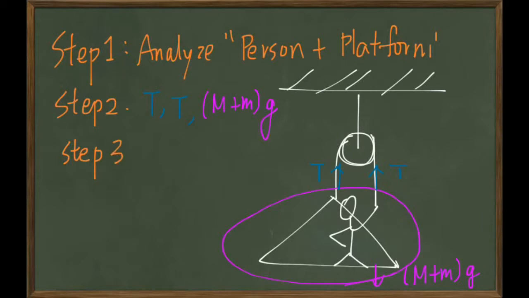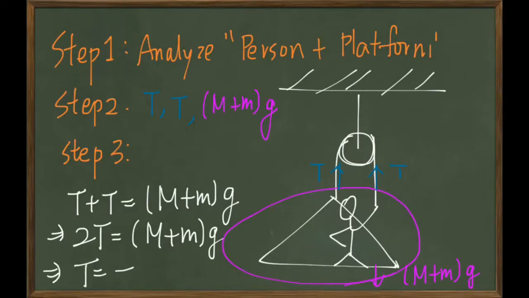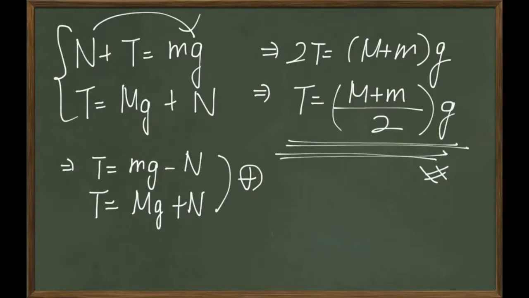The entire system is stationary, or you can say it's in static equilibrium. The sum of all forces should equal 0. Or you can simply say that the forces pointing upward, which in this case are one T and another T, equal the forces pointing downward, which is big M plus small m multiplied by g. Putting these two T's together, you get 2T equals that. Then you solve for T, remember? So we move the 2 over and you get the same answer right here. Check it for yourself.